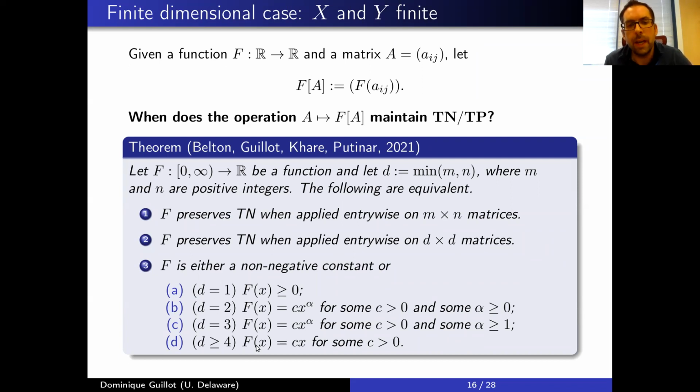So in all cases, we can show the only functions that preserve total non-negativity are power functions. When D is equal to 2, any multiple of a non-negative power works. And quickly, as we increase dimension, as soon as we hit dimension 4, the only functions that preserve total non-negativity are multiples of the identity. And that's it. So it's a very, very rigid property in some sense. So these are the only preservers, quite surprisingly.